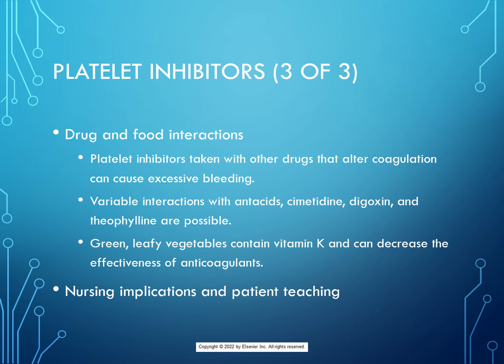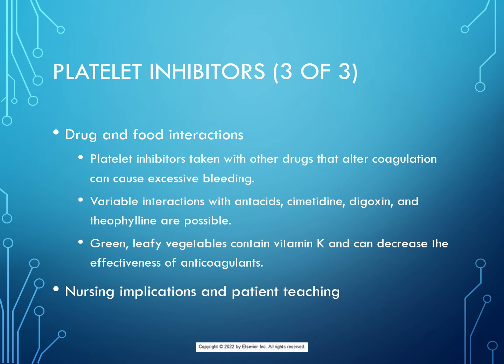Anticoagulants have many interactions with other drugs and foods that can all increase the risk of bleeding or decrease the effectiveness of the drug. Platelet inhibitors like aspirin and NSAIDs, if taken with other drugs that reduce coagulation, can lead to excessive bleeding. Drinking alcoholic beverages can increase the risk of bleeding due to their effect on the liver, where some clotting factors are formed.